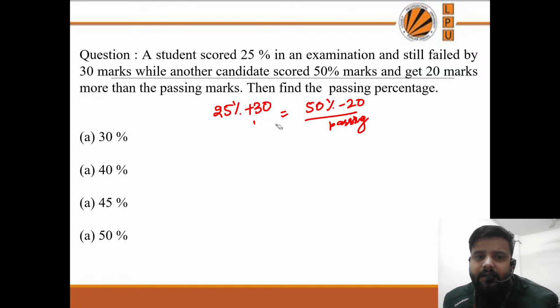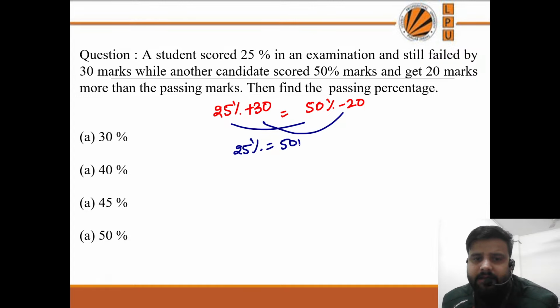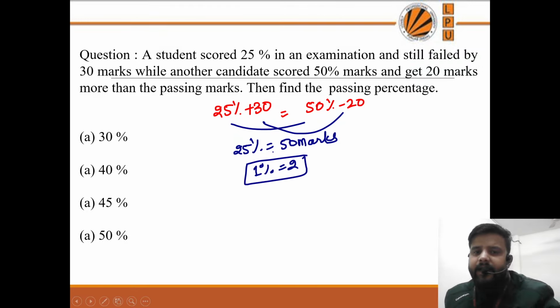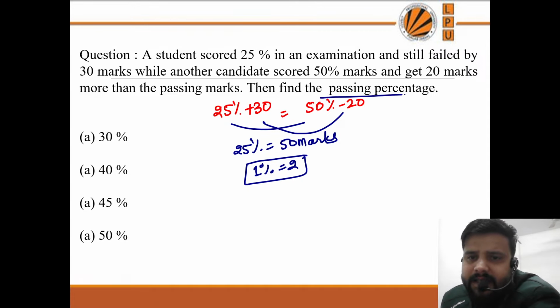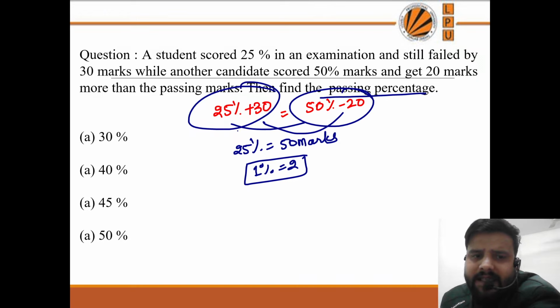Got it? Now from here, 25% is equal to 50 marks. 1% is equal to 2 marks. It means 2 marks means 1% in this exam. The question is directly asking you passing percentage, so don't calculate maximum marks. Passing marks are this and this also. You can calculate passing percentage from either one of them.